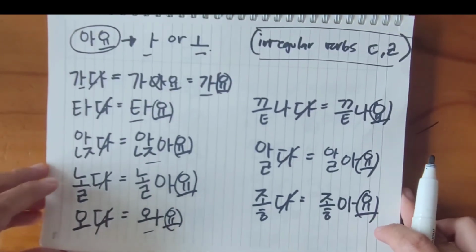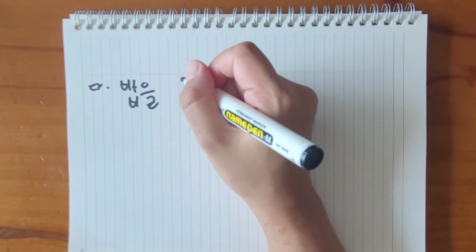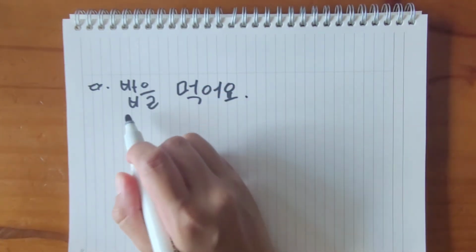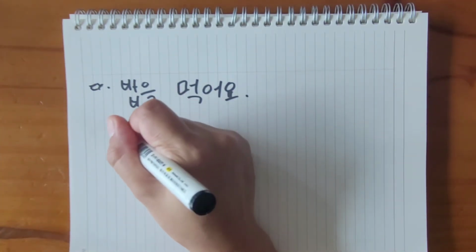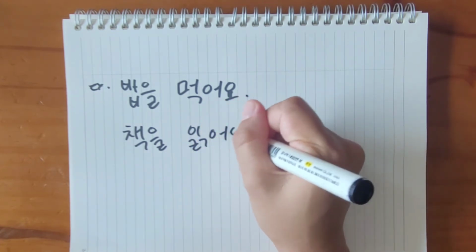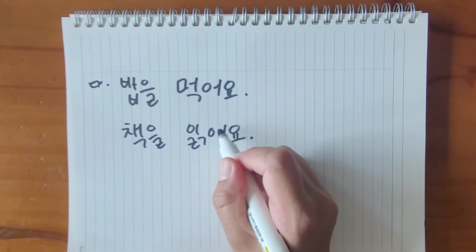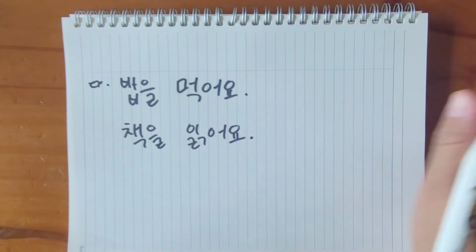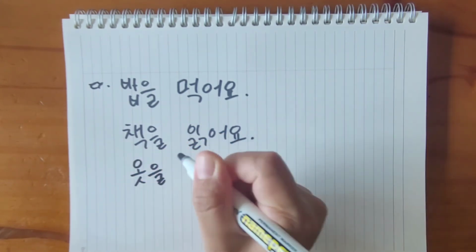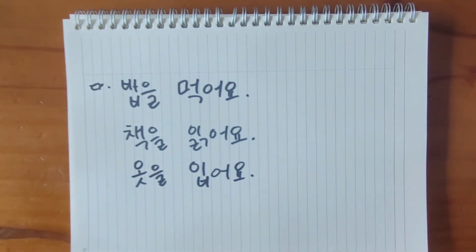Ayan. So, if we use this in a sentence, so for example, 밥을 먹다, 먹어요, 밥을 먹어요. I'm eating my meal. 책을 읽다, instead na ganon, 책을 읽어요. I'm reading a book. 옷을 입다, 입어요. 옷을 입어요. Put on your clothes.